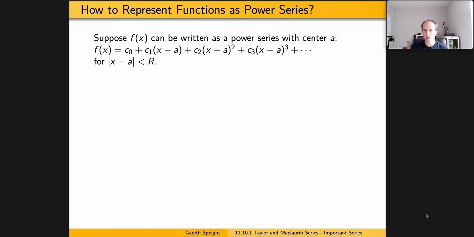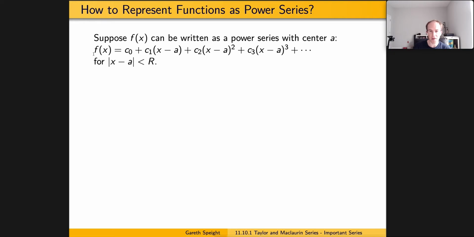So let's start with the how do we do that question, which is easier. So let's suppose we have a function which can be written as a power series. And so we can write f of x is c0 plus c1 times (x minus a) plus c2 times (x minus a) squared and so on with some coefficients. So here we're assuming the center is a. And the question we're going to start off by answering is, what are the coefficients c0, c1, c2 supposed to be? And then after we figure out what the series should be, we'll talk about later whether a function has a power series representation at all.